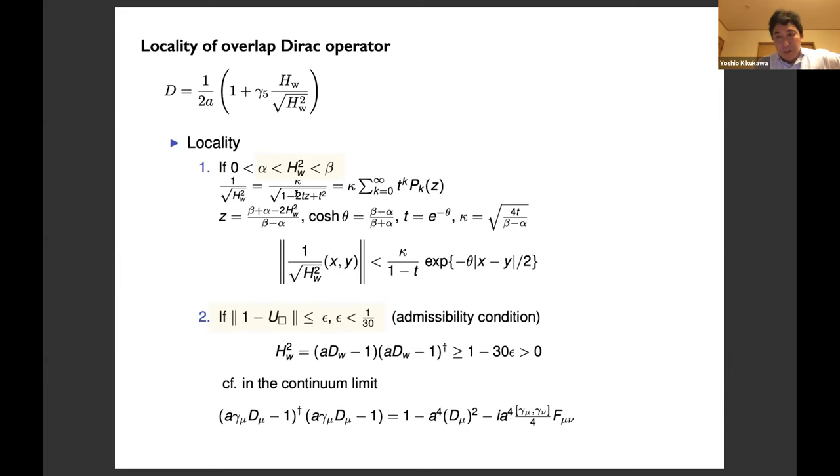Then we can show, when we can satisfy this condition, and it depends on the gauge field, that if the plaquette variable's difference from unity is bounded by some certain small constant, then we can show explicitly on the lattice that the square of HW is bounded from below by this constant with epsilon, okay, from below. And if epsilon can be chosen less than 1/30, then this gives a positive constant. Then we can have a lower bound like this. So we call this condition on the plaquette variable the admissibility condition for the gauge link variables.